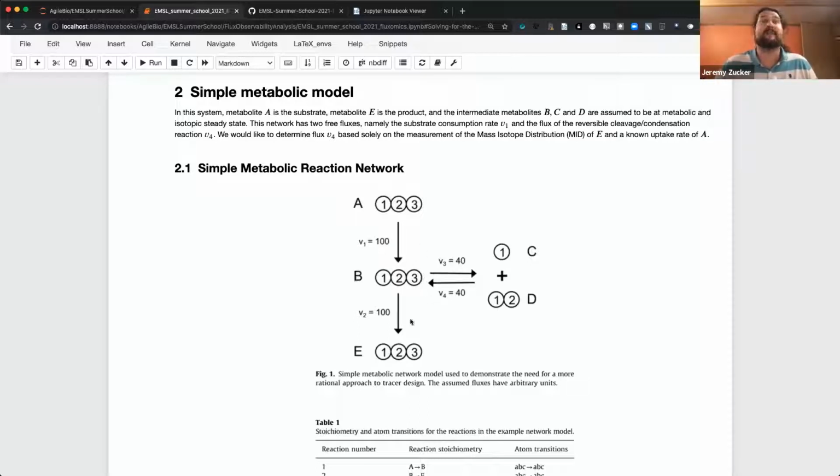You can have the same concentration of metabolite, but the MIDs might be changing over time as the tracer flows through the system. So we're assuming these are not changing. The MIDs are not changing.